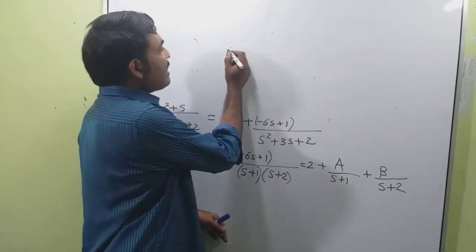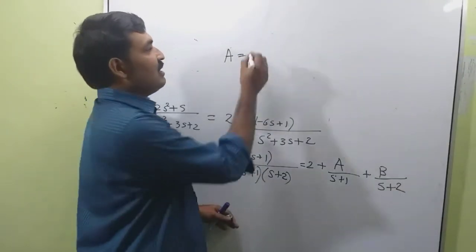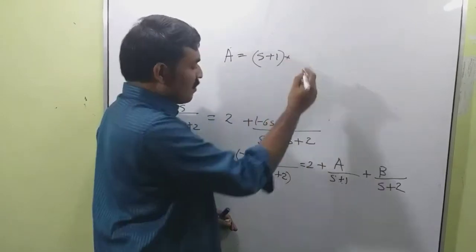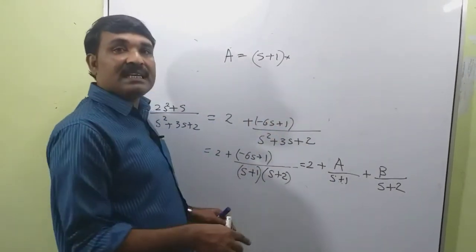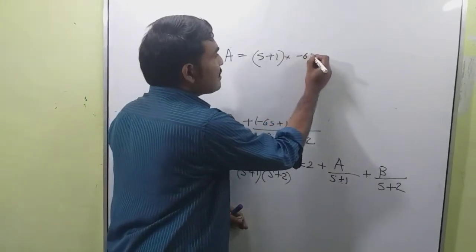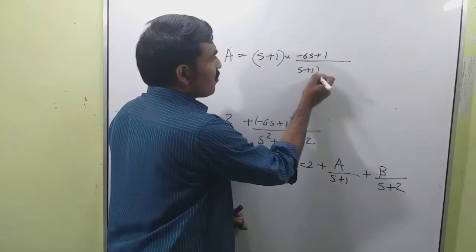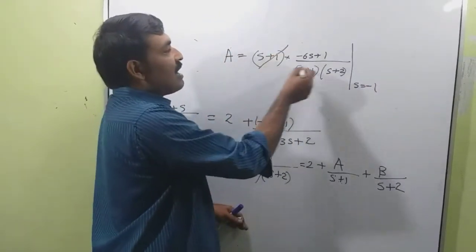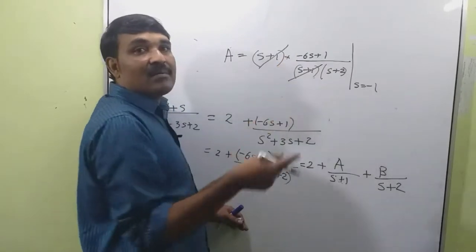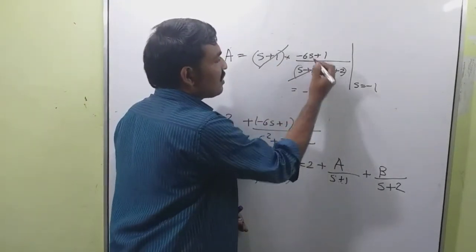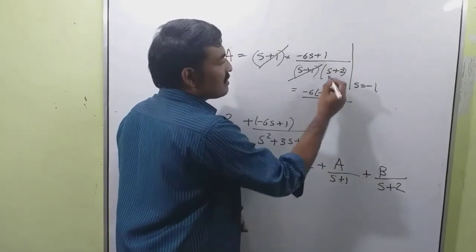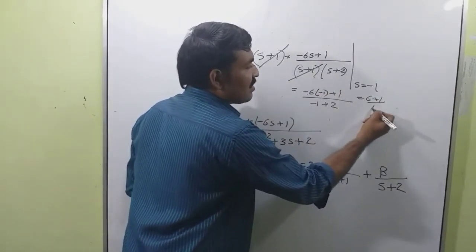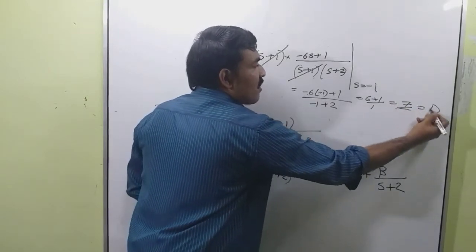What is A? A is equal to, we can use the method of residue. That is, we have a pole at s equal to minus 1. So s plus 1 into this entire function, evaluated at s equal to minus 1. That is, s plus 1 into minus 6s plus 1 divided by s plus 1 into s plus 2, evaluated at s equal to minus 1. The s plus 1 and s plus 1 cancel, and put s equal to minus 1 in the remaining terms. So this is equal to minus 6 into minus 1 plus 1 divided by minus 1 plus 2. That is minus 6 into minus 1, that is 6 plus 1, divided by 1. That is equal to 7. That is A, so the value of A is 7.